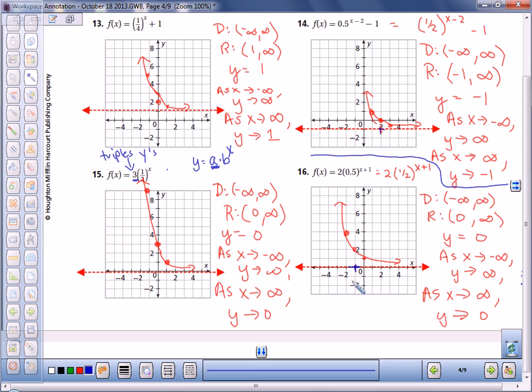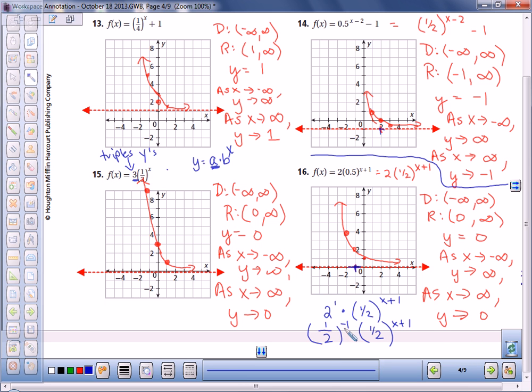Now, does anybody notice if we shift it left 1 and double it? 2 to the first. 1/2 to the x plus 1. Could I think of 2 as this to the negative 1? And 1/2 to the x plus 1? Could I think of 2 to the first as 1/2 to the negative 1? If you wanted to. Yeah?